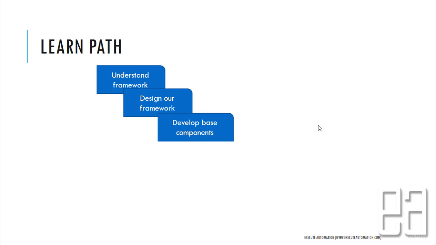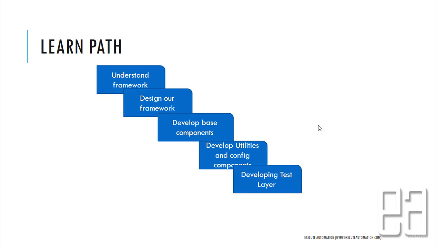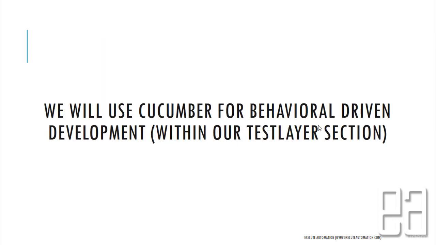So how is our learn path going to be? The learn path is going to be something like this. We will start with understanding the framework and designing our framework. And then we will develop the base components of our framework and develop the utilities and config components for our framework. And then we will switch our attention to the development of the test layer of the application. Once we're done with all these things, then we'll start an all new section for developing and creating our custom control for Selenium, and we will also see how to adapt those custom controls with our existing framework as well as our existing test layer.